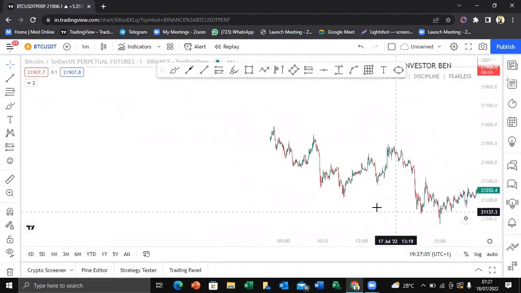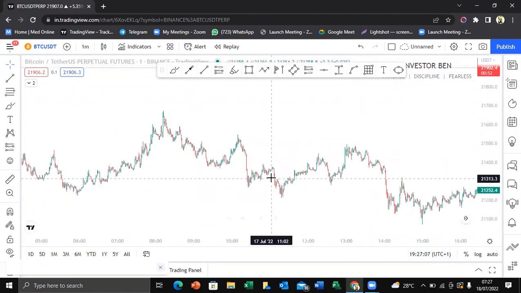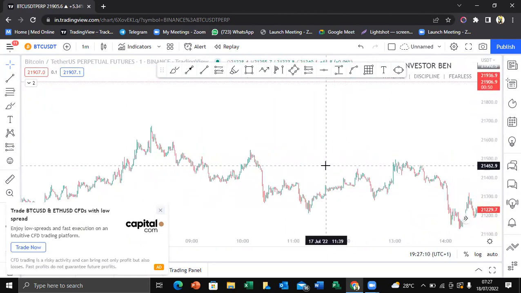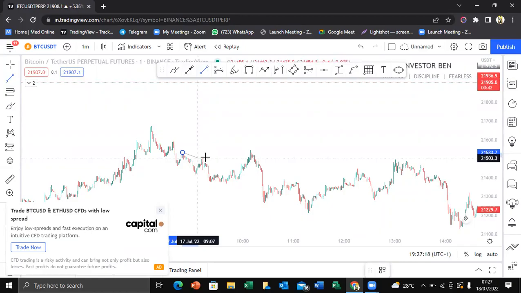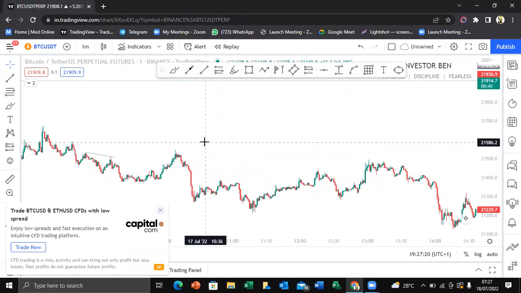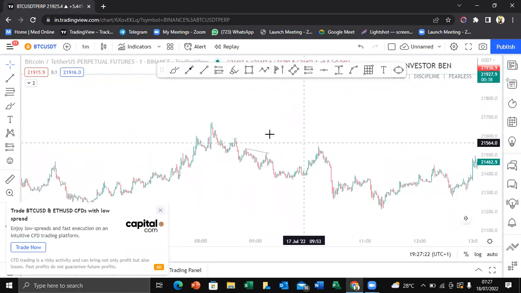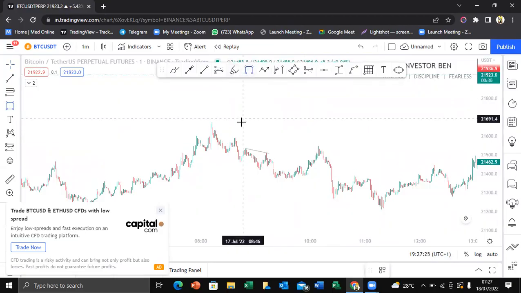Price, liquidity level. These days, the market has been very nice. Another one. You see, these are both equal highs. They are tiny highs, right? Tiny highs that broke structure.